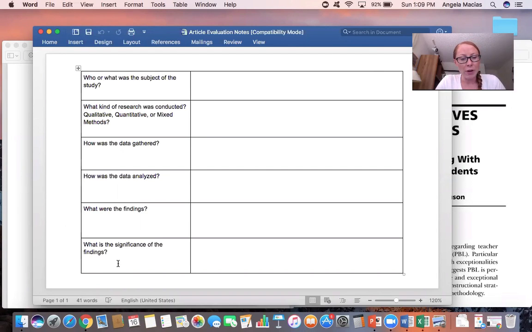In this class, you'll be finding your own articles throughout this module. You'll start with the first one, and you'll be filling out these notes that I provided, which ask you these questions. Who or what was the subject of the study? What kind of research was conducted? Qualitative, quantitative, or mixed methods?